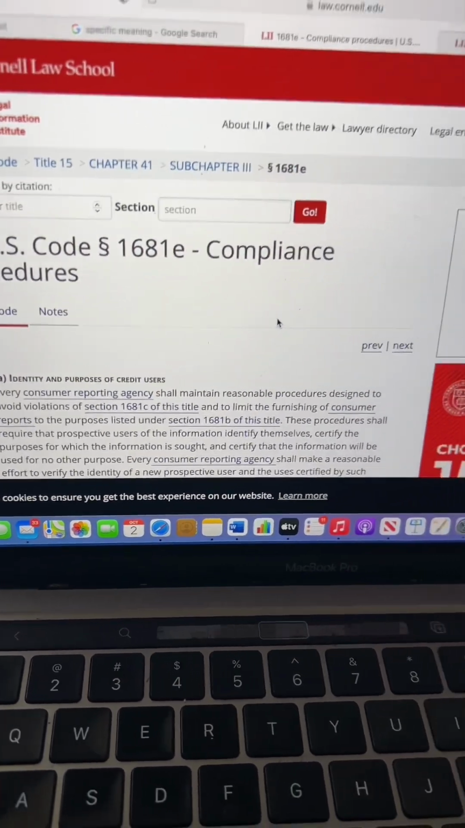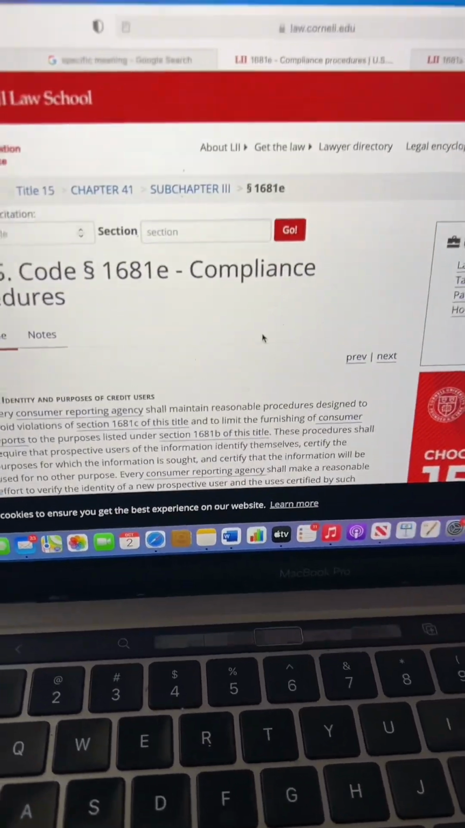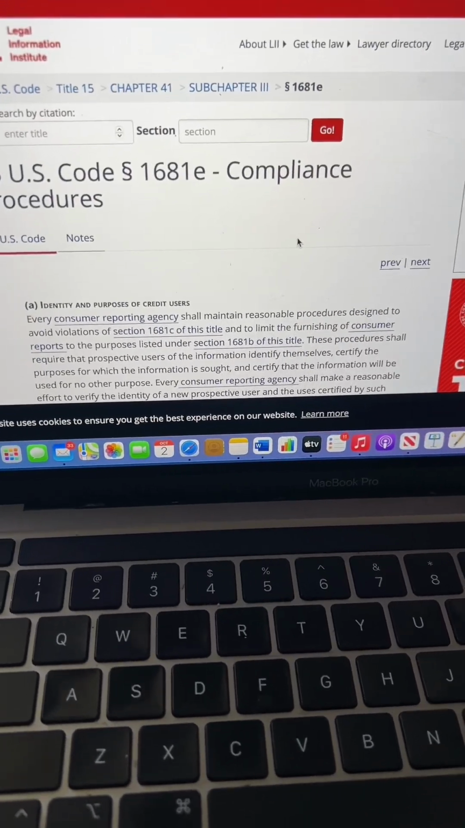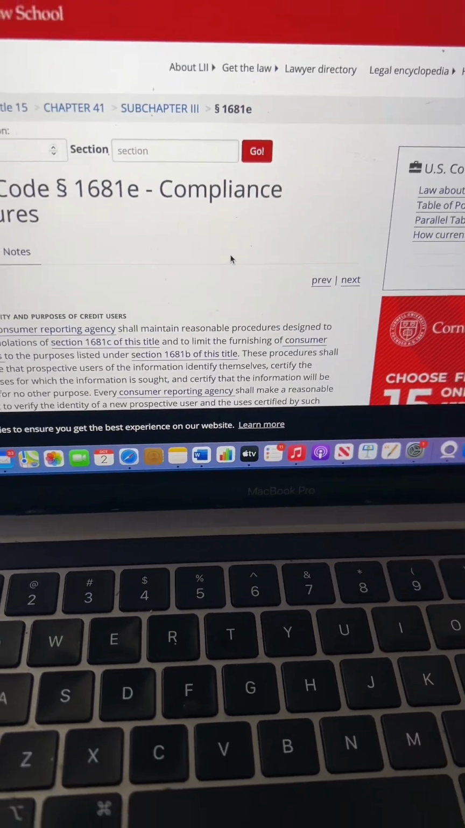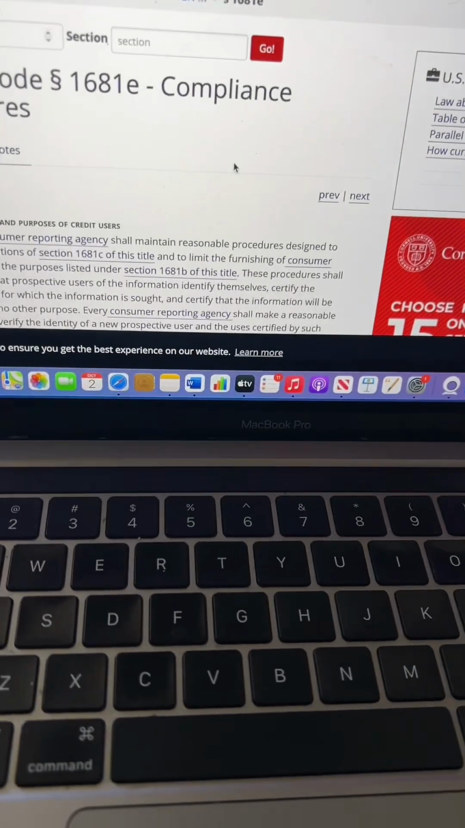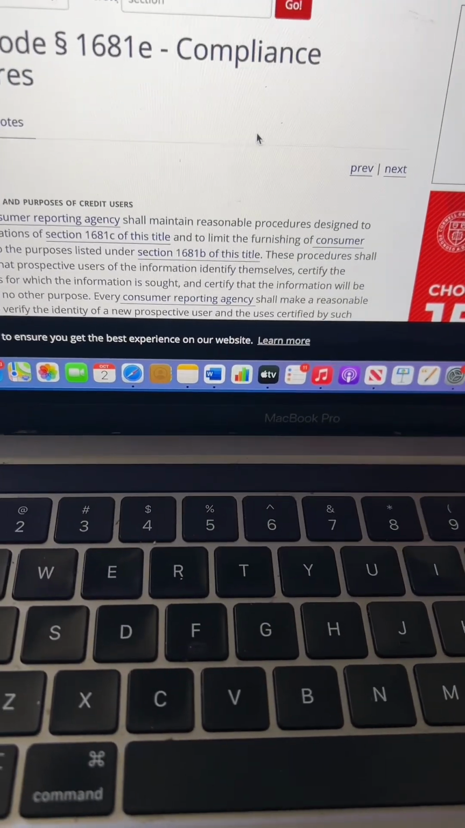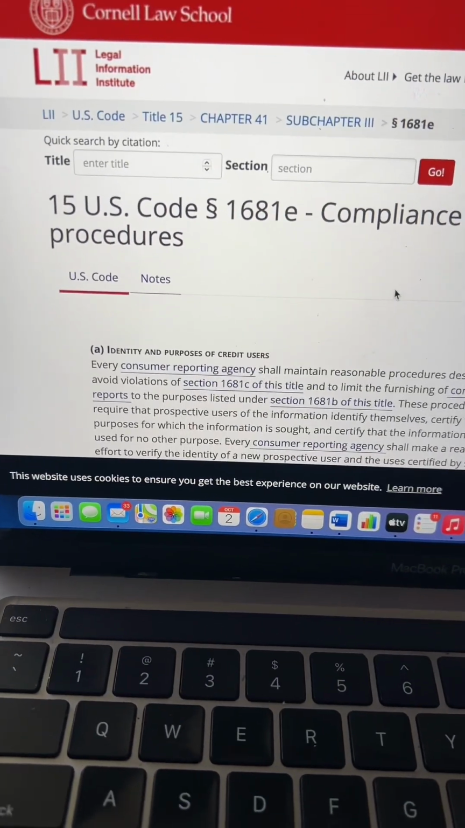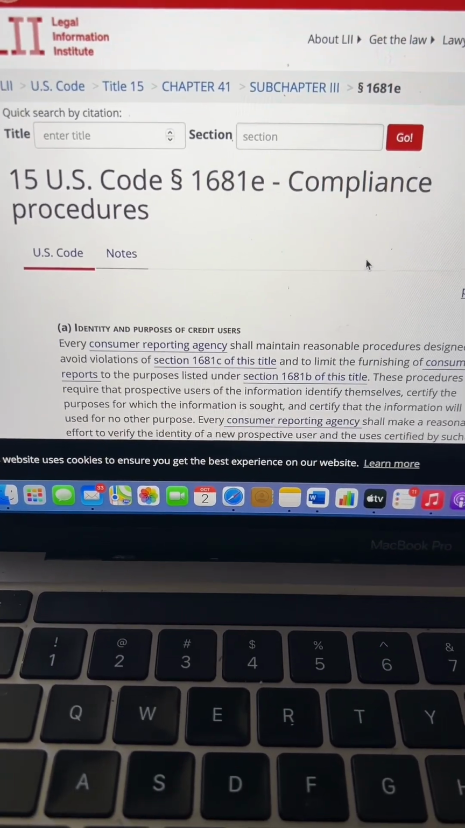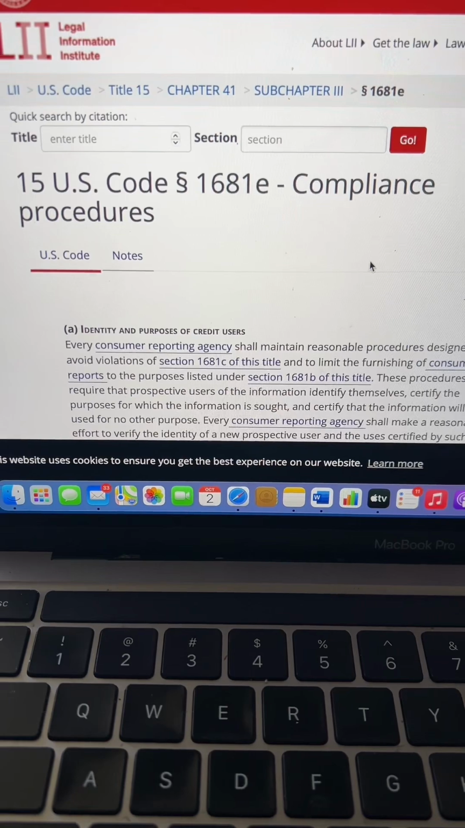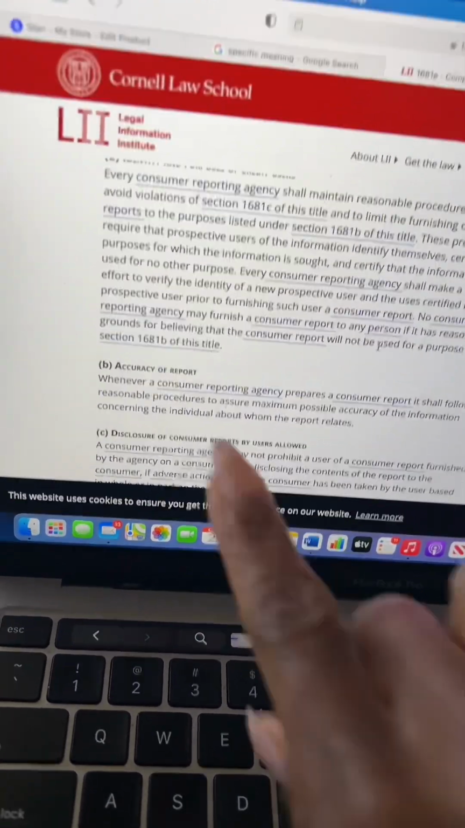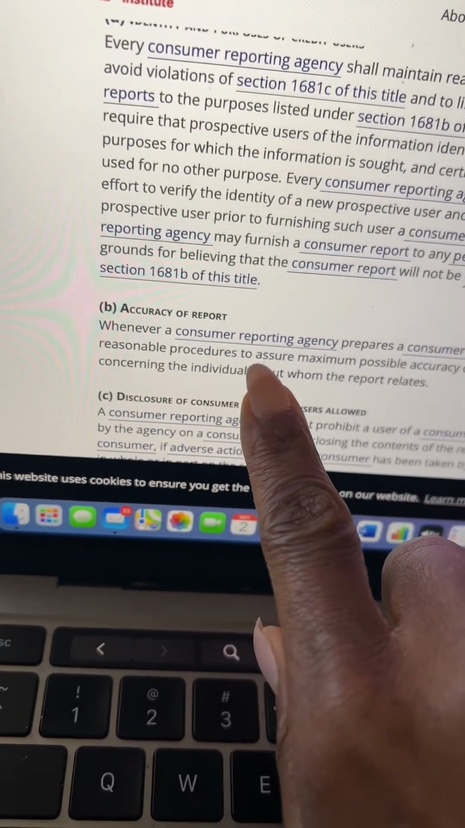Do you know if everything on your consumer report is 100% accurate? Do you know if the consumer reporting agencies are following the correct procedures to ensure that everything on your consumer report is accurate and if it has the right to be there? We're going to read about it. We're going to read 15 USC 1681e, compliance procedures. So we're going to go down to accuracy of report.